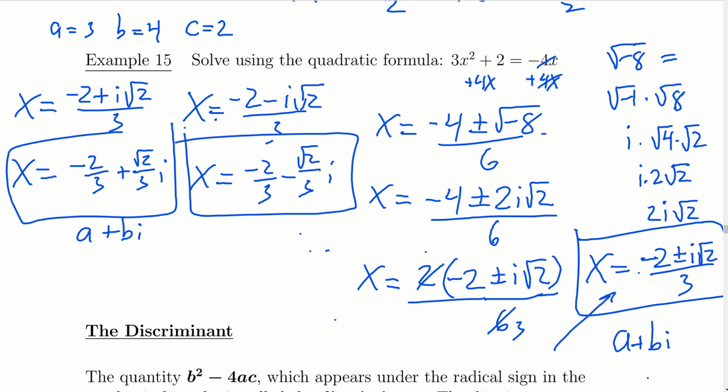Again, I'm fine if you leave it like this. I think this is nice and compact and easy. Notice that if WebAssign is asking you to write it in complex number form, you may need to split each root apart and write it in a plus bi form.